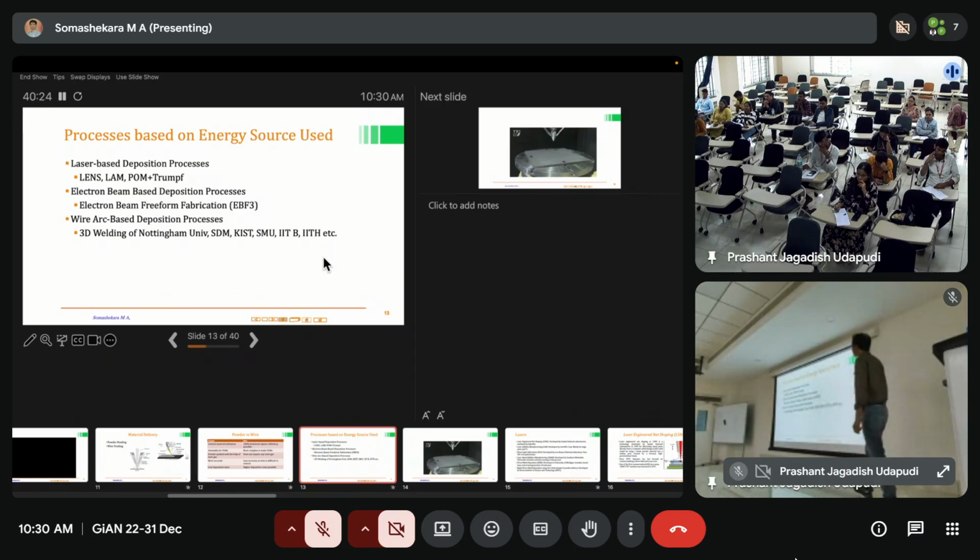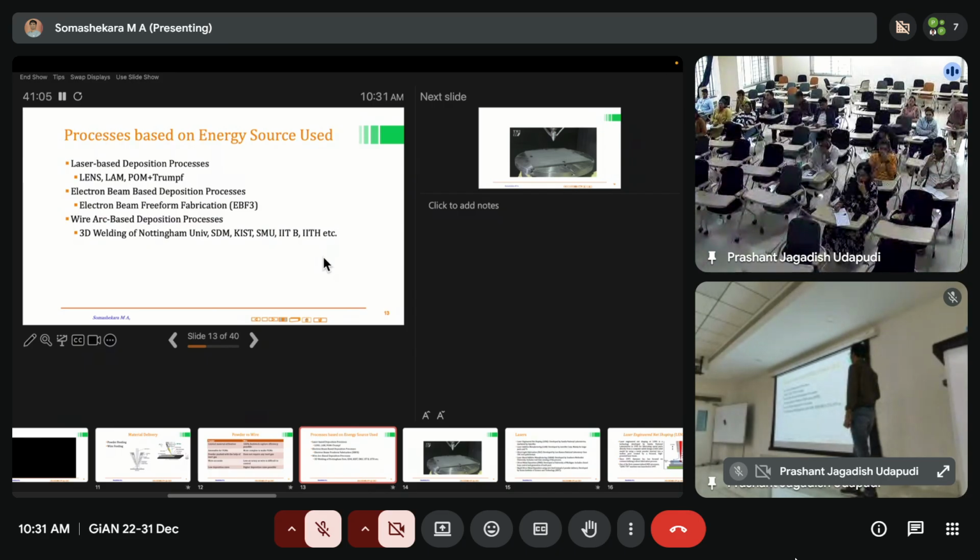If you see the cost of these technologies, the wire-based comes at a pretty cheap price. For example, you can have this setup within 5 lakhs, or you can convert any of your welding machines to metal additive manufacturing by putting it on your CNC machine or any 3-axis machine, so that you can convert it into wire arc based deposition. Of course, this is just the old list.